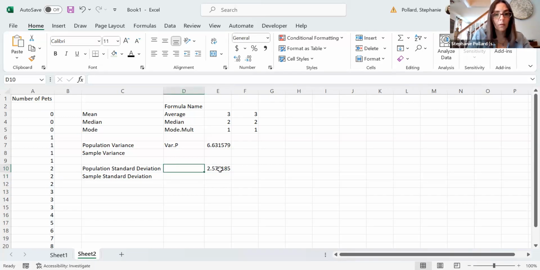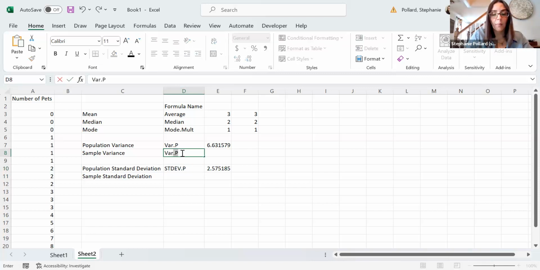I guess I'll do all uppercase here, be easier to read, .P. So if you're doing a sample, we're going to do the same exact process, but we're going to use .S at the end.